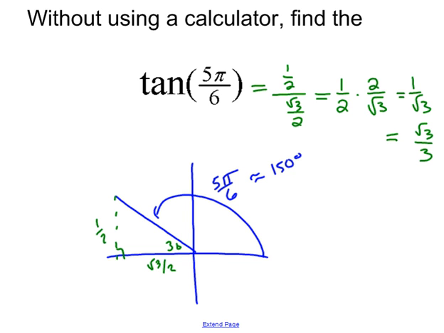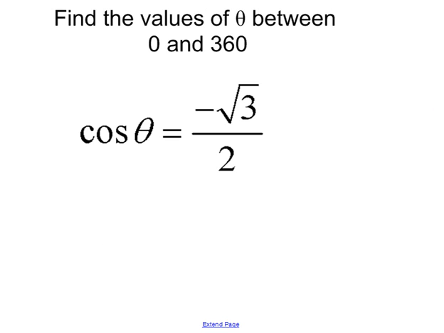But if I leave this as my answer, it's wrong, and you should ask yourself why. The reason is that the slope of this line is negative. So tangent in the second quadrant will be negative. So our answer is negative root 3 over 3. All right, so taking that same idea, let's switch it up a little bit.